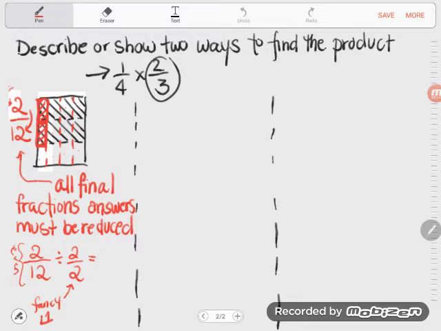So 2 divided by 2 is 1, and 12 divided by 2 is 6. And I can see that 2 out of 12 is the same as 1 out of 6. And I can show you that in my picture too. So let me pick up a different color.